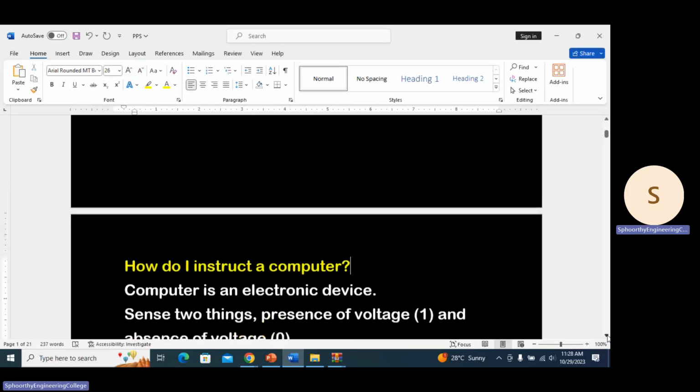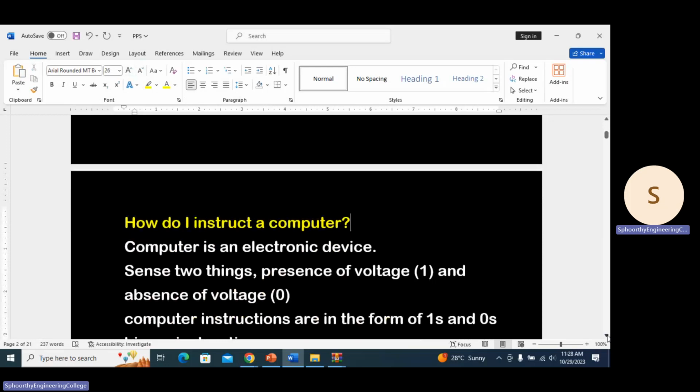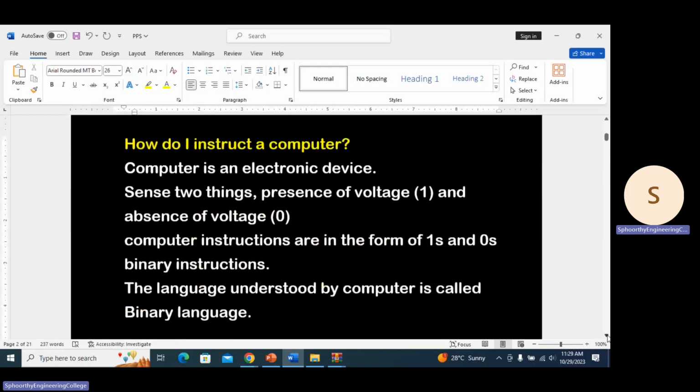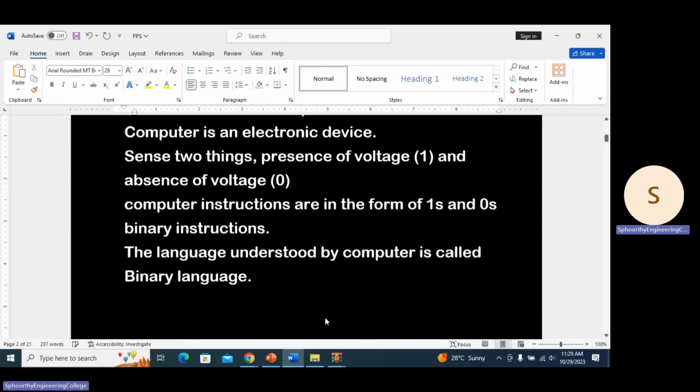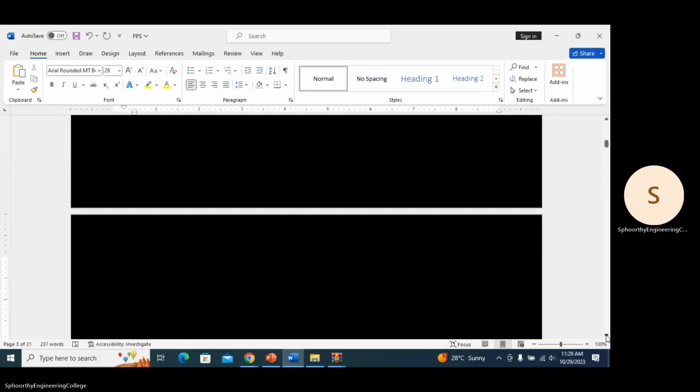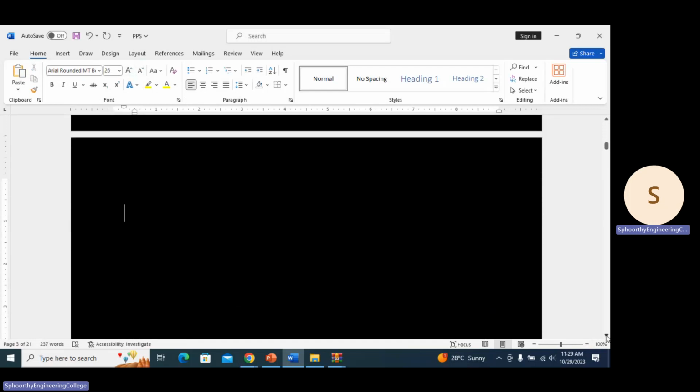Since computer is an electronic device, I have to give instructions to computers using ones and zeros, and the language understood by the computer is called binary language. Fine, that's okay. Now how do I give command to computer? I should know binary language, right? Computers are very fast and accurate, so we want to use computers. Now the point is, how do I instruct computer in binary language?